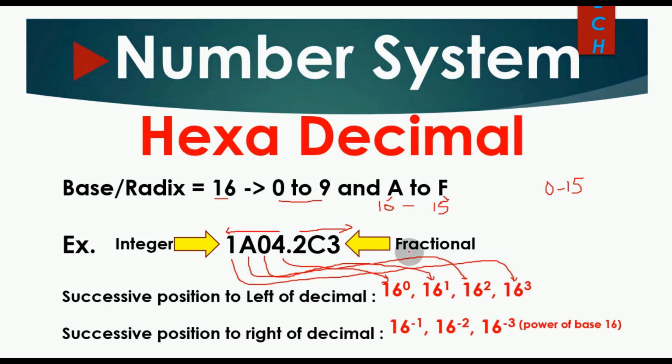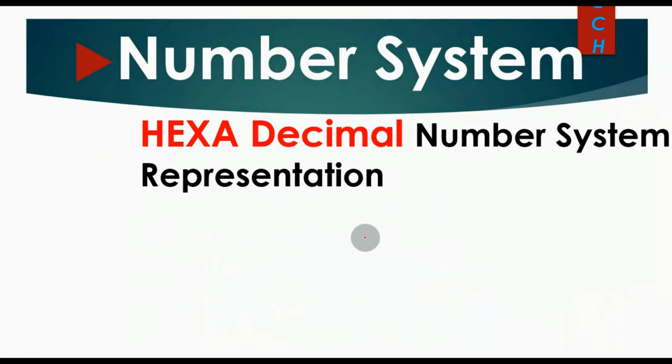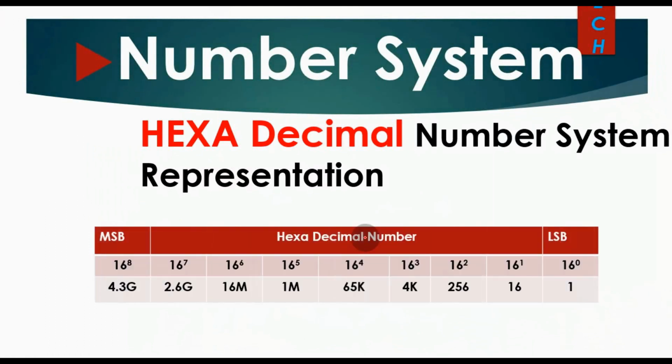And the multiplier for the fractional part, that means 0.2C3, is given by 2 for 16 to the power minus 1, C for 16 to the power minus 2, and 3 for 16 to the power minus 3. This is basically a power of base 16. So now we will see the hexadecimal number system representation.